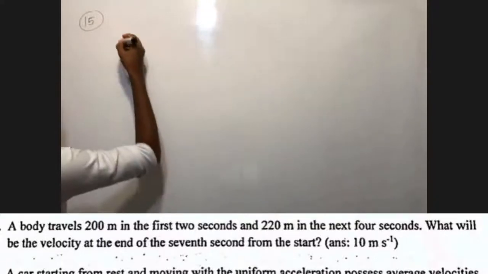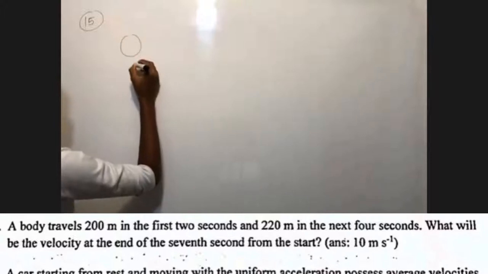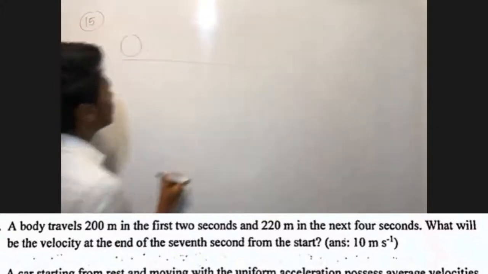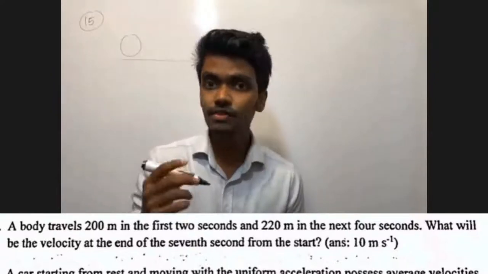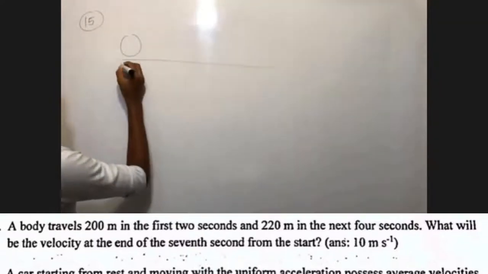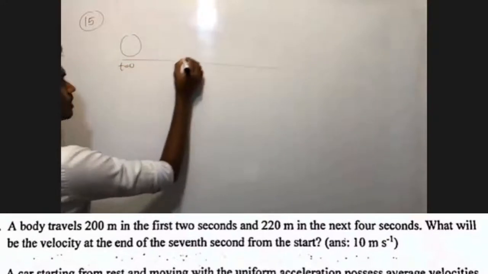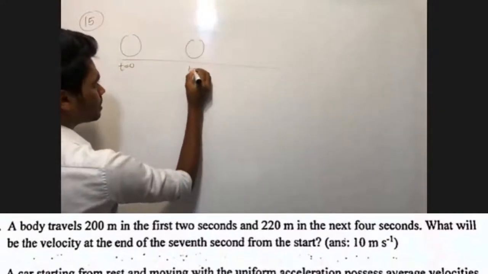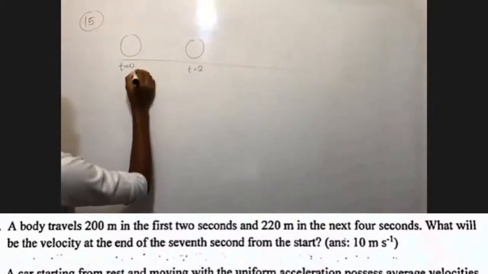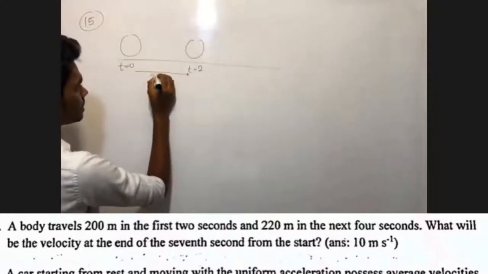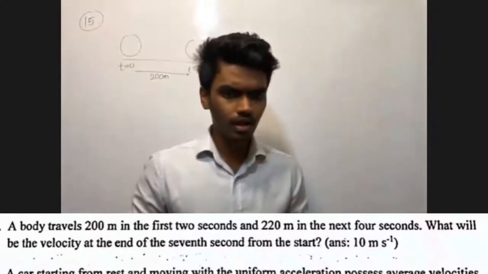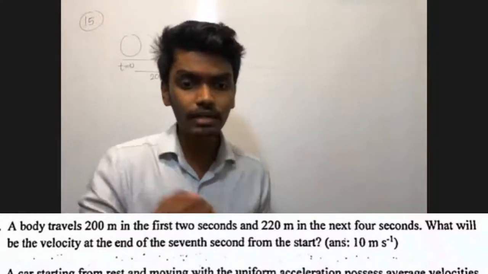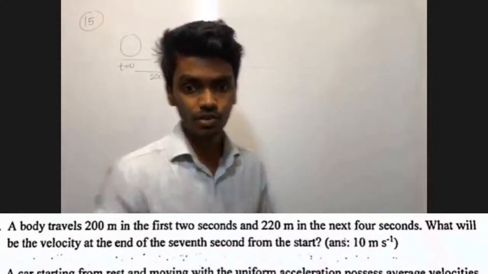So there is a body, right? So this body, if you consider, let's say this body travels 200 meters in the first 2 seconds, right? If it starts at t equals 0, within t equal 2 time, it travels how much? 200 meters. And 220 meters in the next 4 seconds.